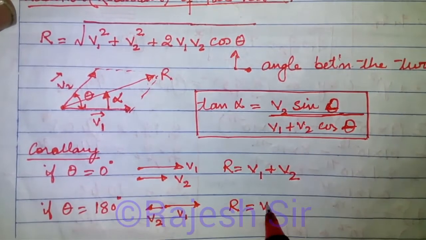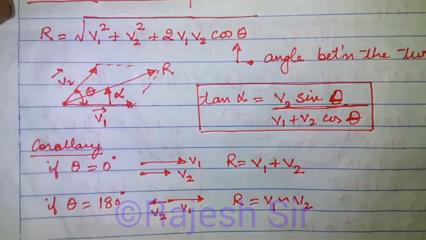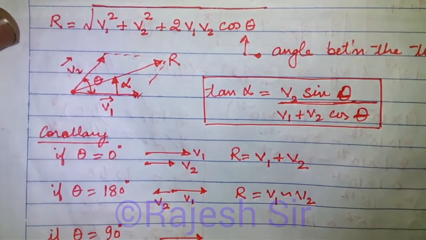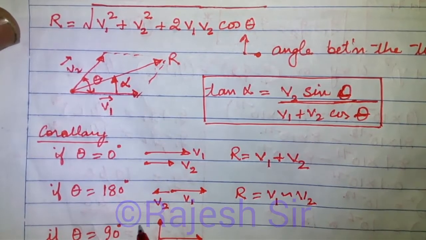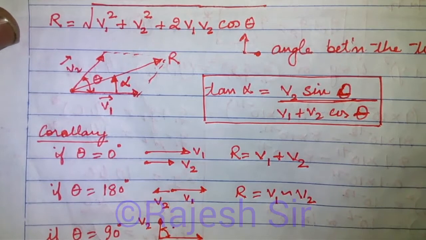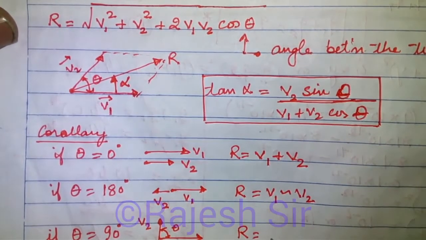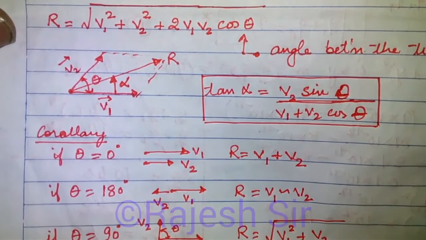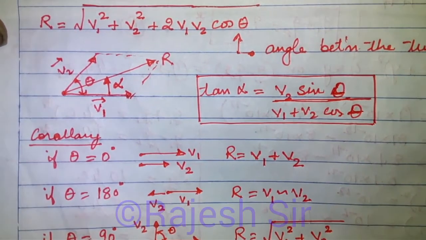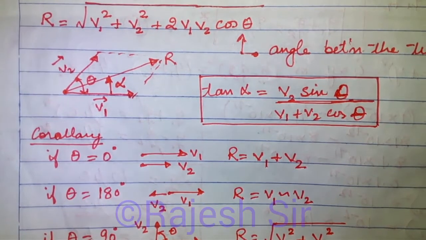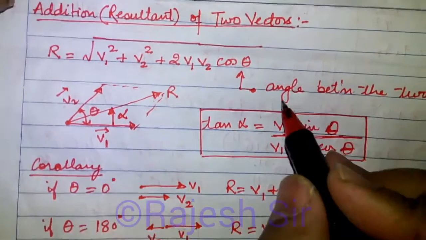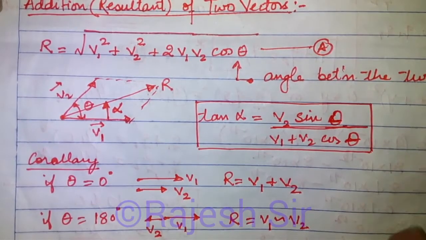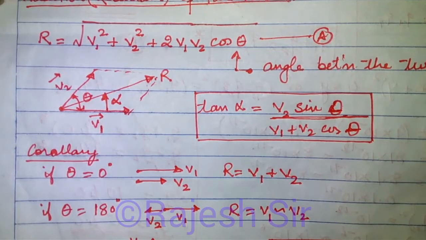So our resultant will be V1 minus V2. And if theta happens to be 90 degrees, that means the two vectors V1 and V2 are perpendicular to each other, then the resultant can be found very easily by the formula R is equal to under the root of V1 square plus V2 square. All these results have been obtained by putting the value of theta in the above equation, that is equation number A. So in this equation I have put in the values of theta, and I am just generalizing the result.